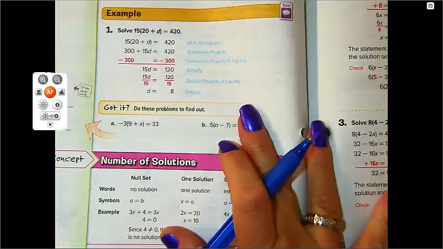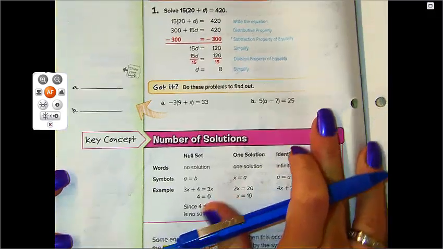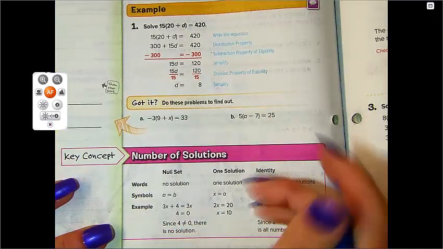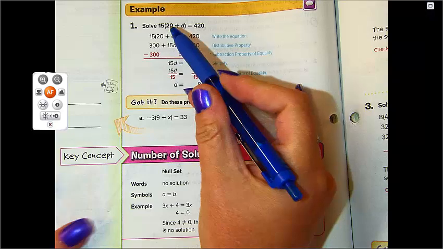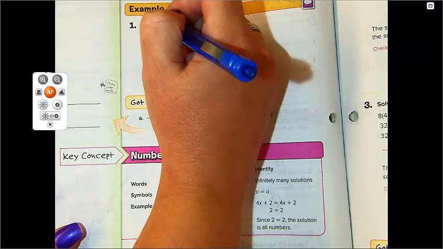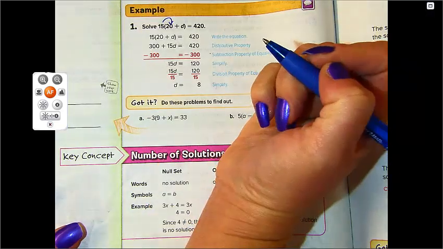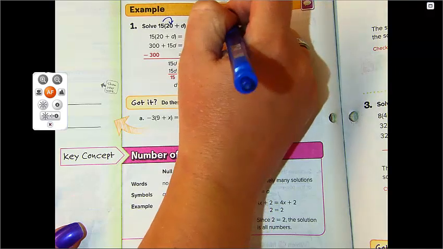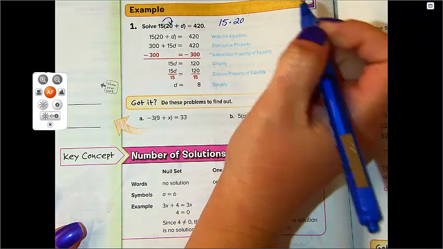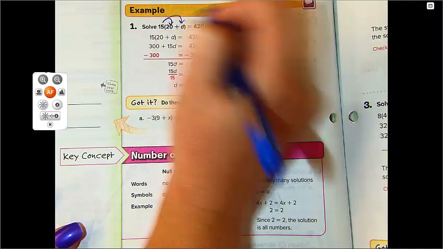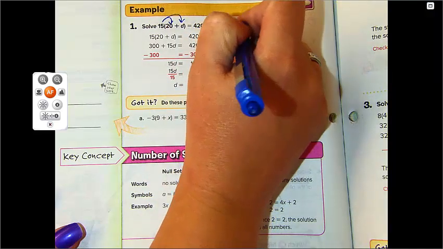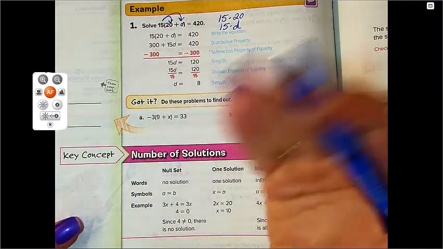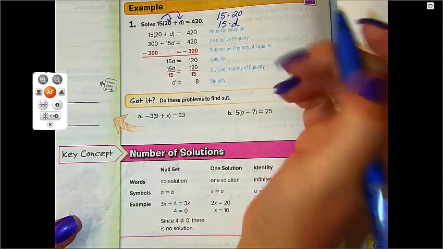Let's look at the next section. Well, now we're actually going to solve it. In order to solve that, this is the same equation from problem 1, we have to do the distributive property, which means we have to take 15 times 20, and we have to take 15 times d. That's how you distribute. You take the outside number times everything inside the parentheses.